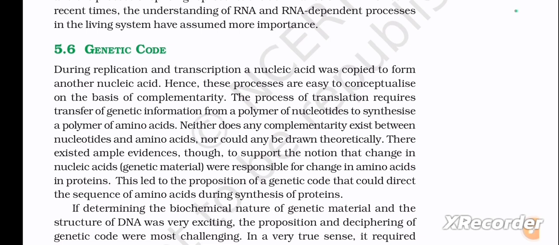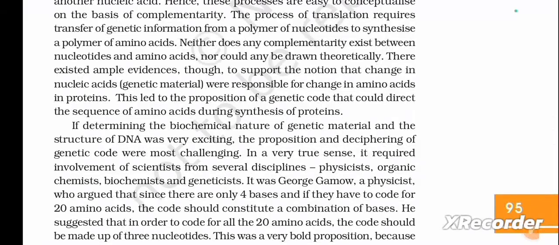There existed ample evidence, though, to support the notion that changes in nucleic acids or genetic material were responsible for changes in amino acids in proteins. This led to the proposition of a genetic code that could direct the sequence of amino acids during synthesis of proteins. If determining the biochemical nature of genetic material and the structure of DNA was very exciting, the proposition and deciphering of the genetic code were most challenging.